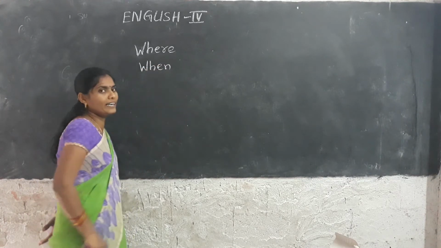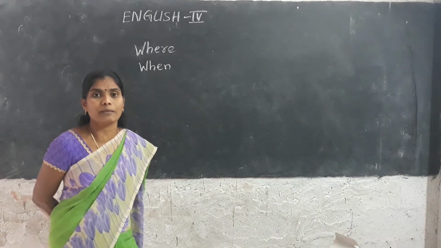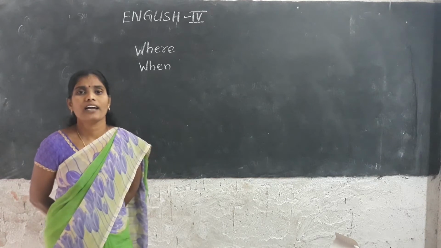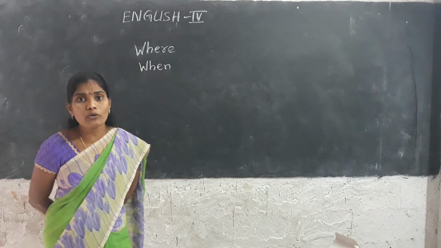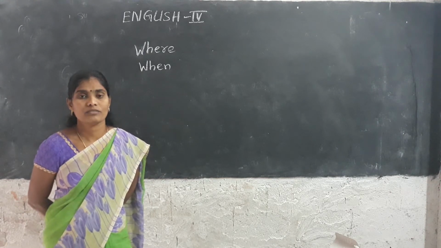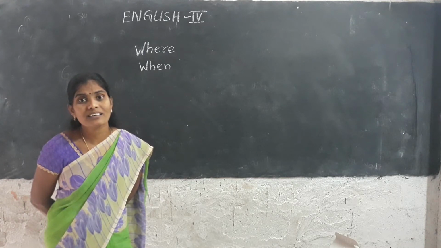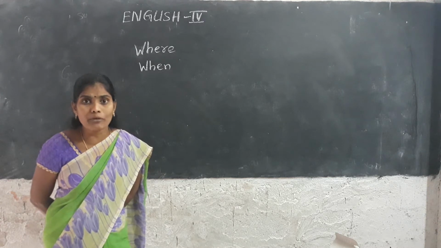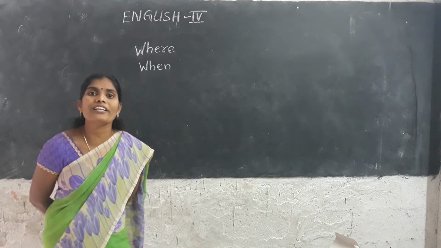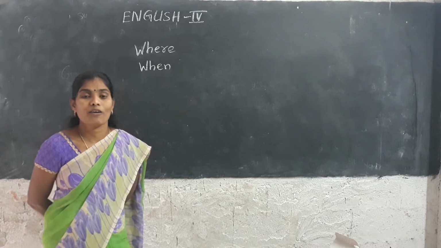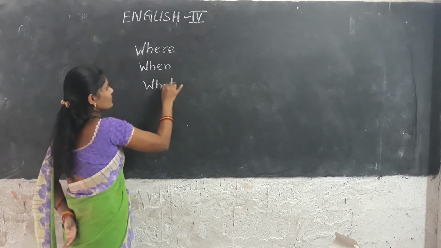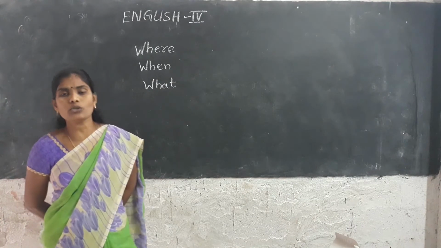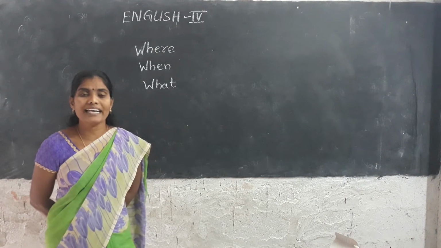Where, when. You want to know your friend's name. A new friend, a new classmate enters your classroom. You want to know his name. So what do you ask her? You will ask her, what is your name? What is one type of questionnaire. It's the interrogative adjective.